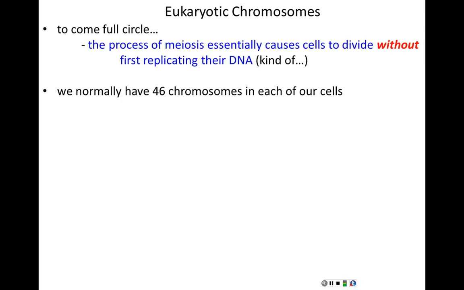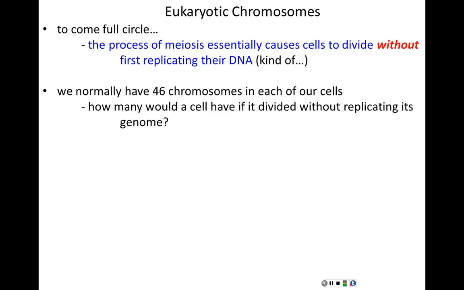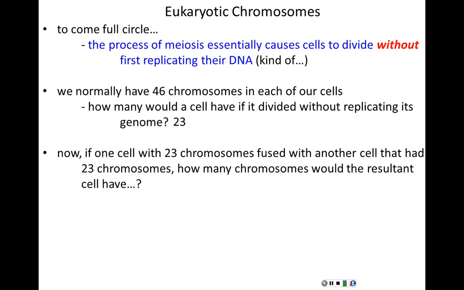We all normally have 46 chromosomes in each of our cells. If a cell divides without replicating its DNA, how many chromosomes would it have? Well, you would take 46 chromosomes and split it in half. Half goes to one cell, half goes to the other. That's 23. So now you have a cell with 23 chromosomes.